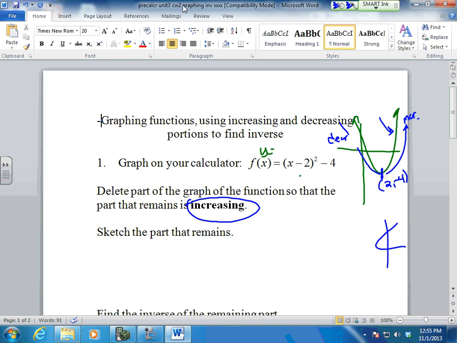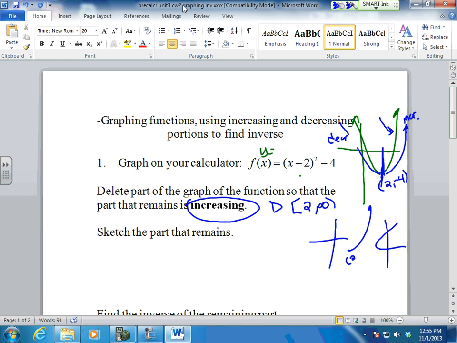What's the domain of this increasing section? Zero would be here. We're going to cut it right here. To infinity. You have to cut it. No, I thought you meant after you change it. Oh, after we change it. Let's do this. We're going to take this and use only this piece right here. We're going to use this piece of our parabola.